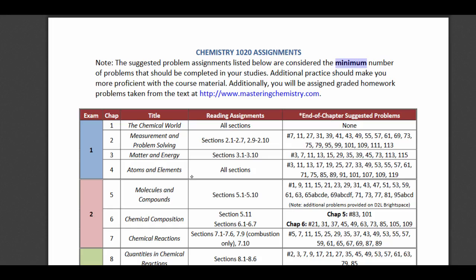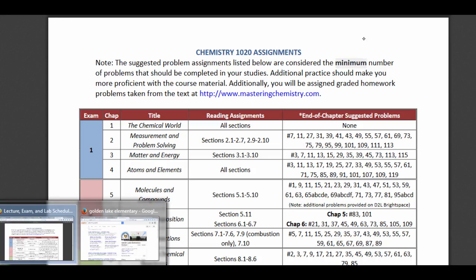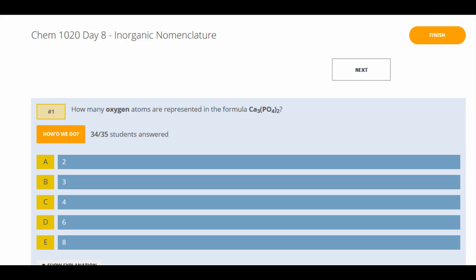And before we do that, let's see how we did on this app question. The question was to see how many oxygen atoms are represented in this formula. And that would be 8. And how did we arrive at 8? Two times 4. 2 times 4 is what we wind up with.